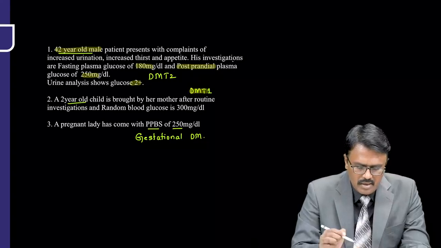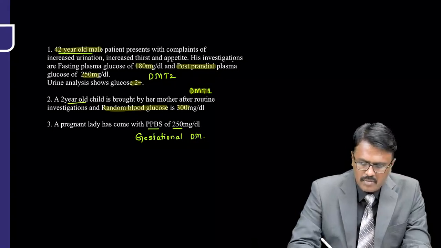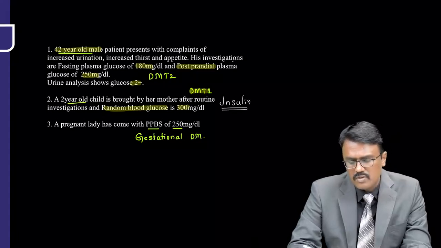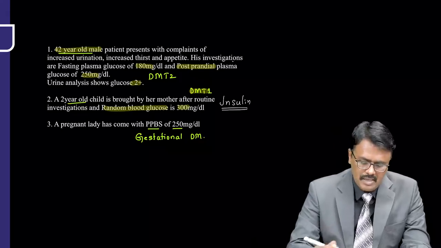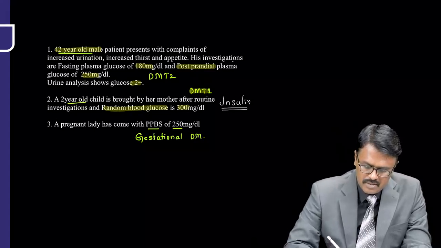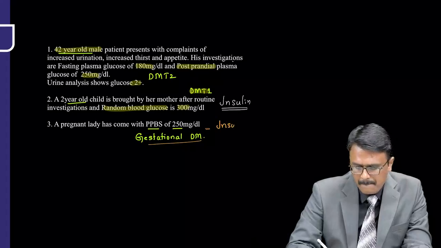Second, a young patient with a random blood sugar of 300. So here, in type 1 diabetes, the best therapy is insulin. If insulin is not controlling it, we can add adjuvant pramlintide. A pregnant lady has a postprandial sugar of 250 mg per deciliter. Gestational diabetes, for this the best drug is insulin.